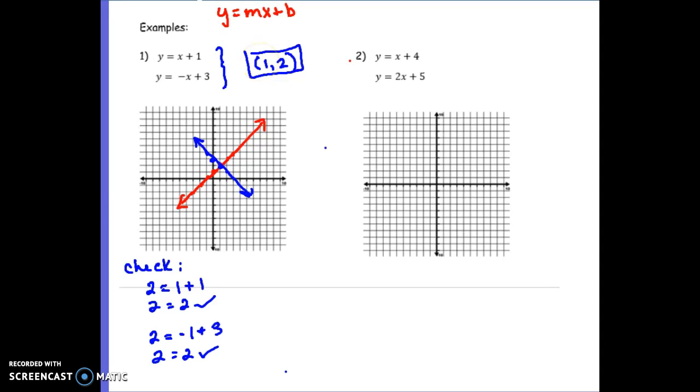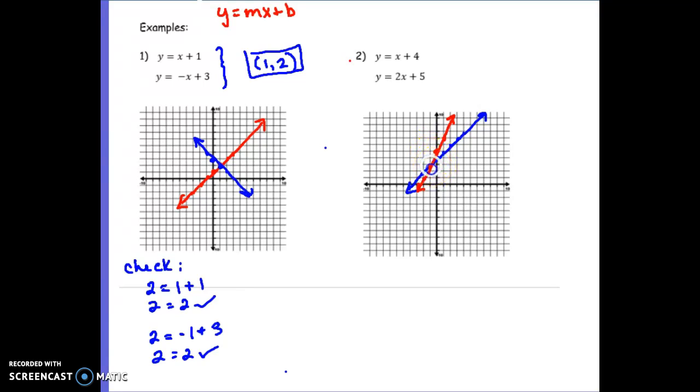Why don't you guys pause right now and try number 2 for me. Now that we're back, if we graph number 2, we've got y is equal to x plus 4. We're going to start at the y-intercept of 4: 1, 2, 3, 4, and our slope is a positive 1. So our line is going to look like this. Our second line has a y-intercept of 5: 1, 2, 3, 4, 5, and in this case our slope is 2. We're going to rise 2 over 1, or we could go down 2 over 1. You've got to be really careful with these. I suggest definitely using a ruler to make sure that your lines are straight.